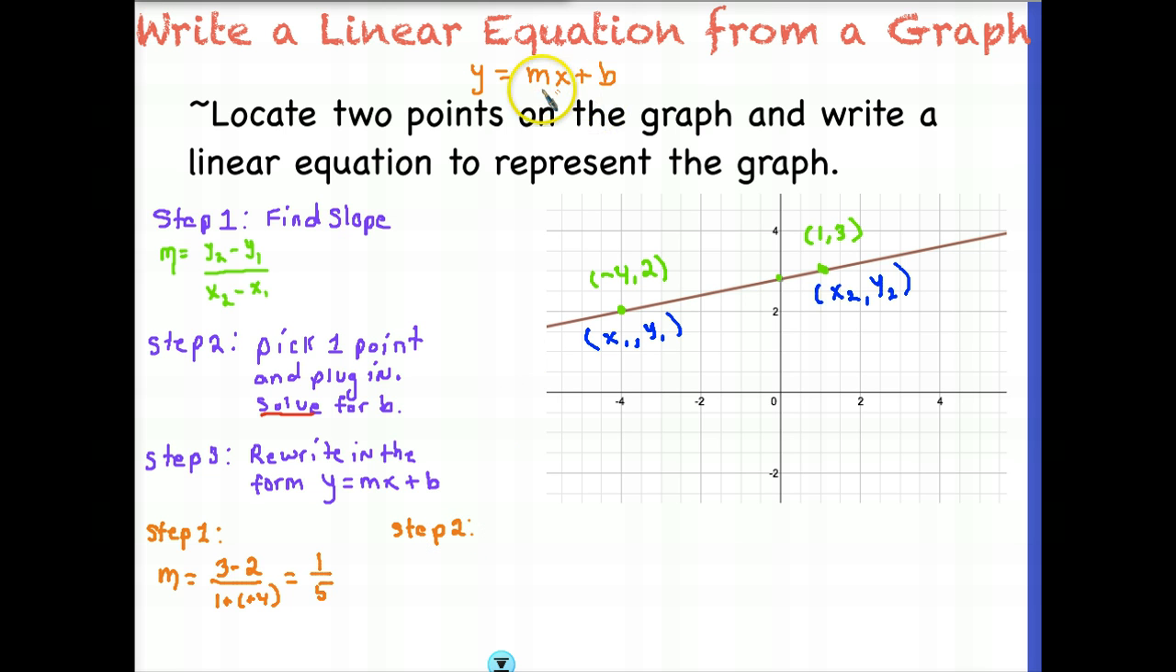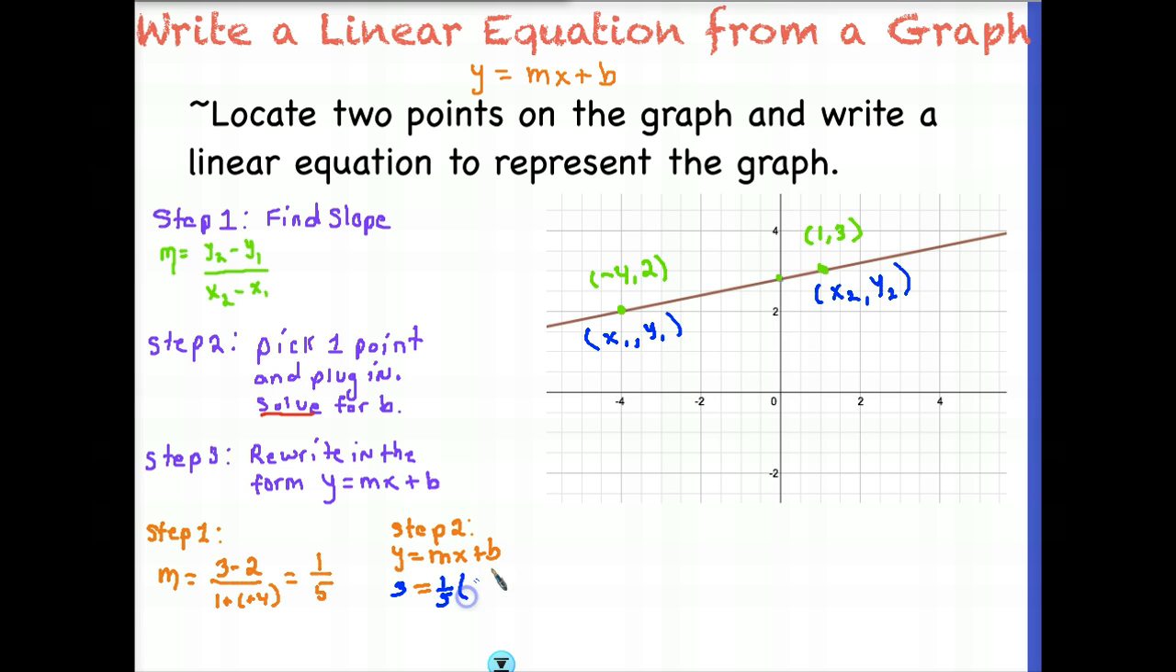So we're halfway there. We found the m, we just need to find the b. Step 2 says pick one point and plug in, and that's how we'll solve for b. Well, I'm going to pick this point 1, 3. It just looks a little bit easier. So here's our equation. y equals mx plus b. Let's plug in our point, and we can plug in the slope since we found it. So in place of y, I will put the 3. And in place of my m, I found m to be 1/5. So I'm going to substitute 1/5 in there.